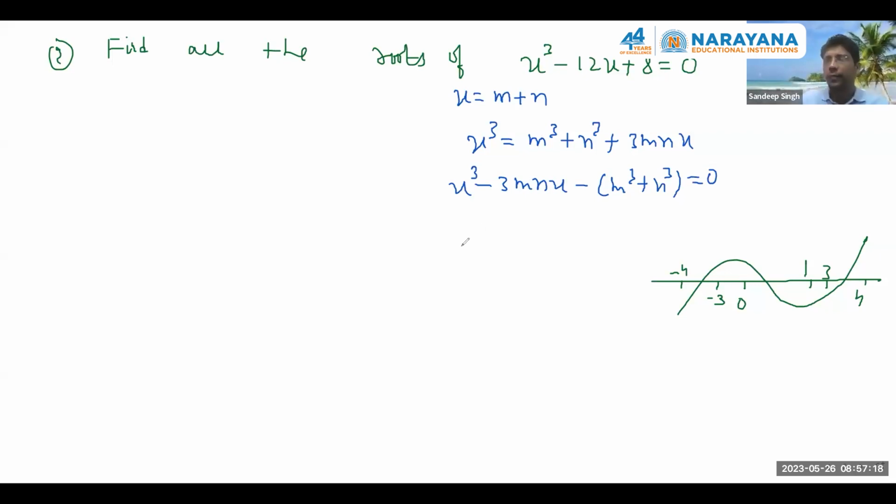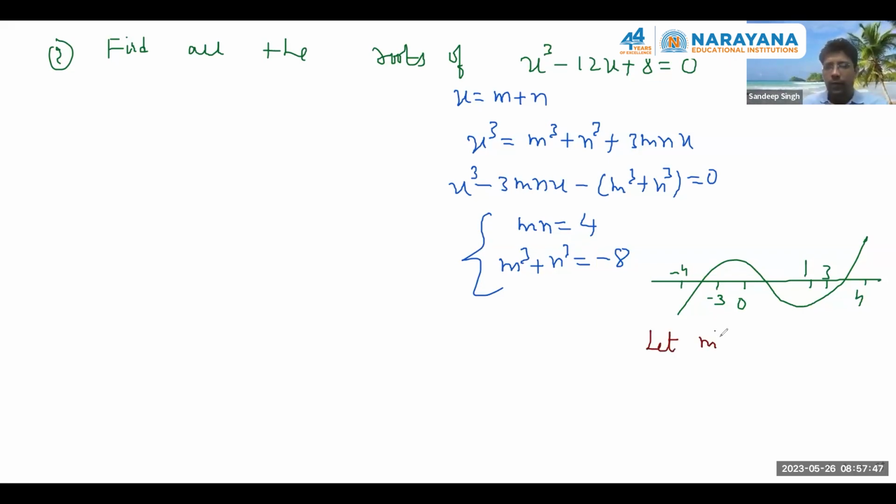So if I compare this with this, so what is going to happen? Mn equal to 4 and m cube plus n cube, this is equal to how much? Minus 8. Correct? Now, can you solve m and n from these two? Yes, you can solve. Tell me how.